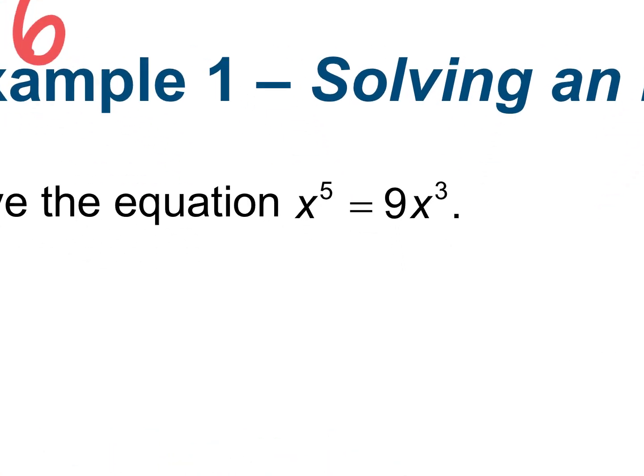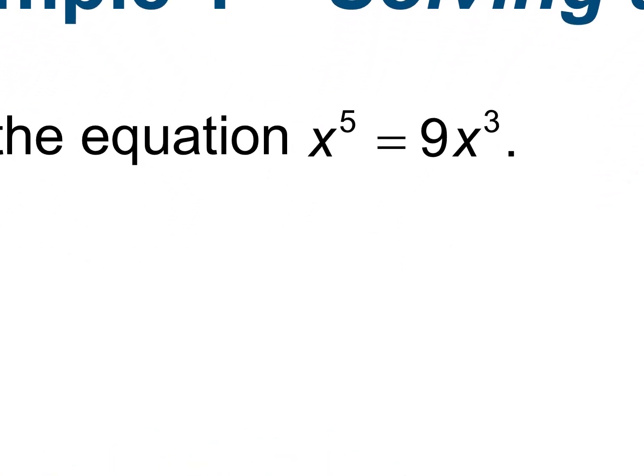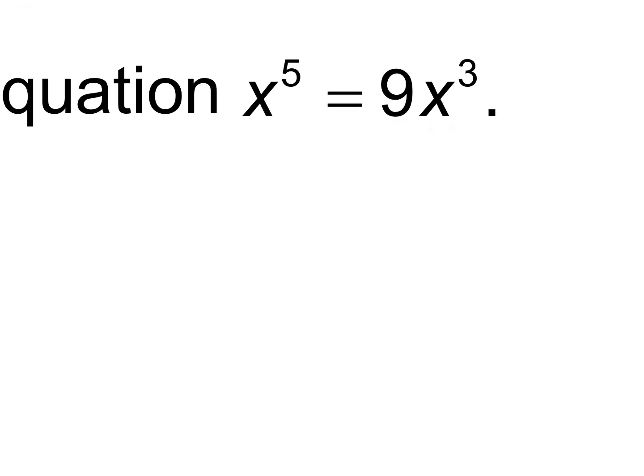So looking at number 1, what should I do first to solve here? Any suggestions? We don't want to divide out the x because that would get rid of one of our solutions. But I want to move everything to one side because I'm probably going to have to factor here. So if I have x to the 5th power, I'm going to subtract the 9x cubed to the other side and get it equal to 0. Remember, if we're going to factor, we need it to be equal to 0.